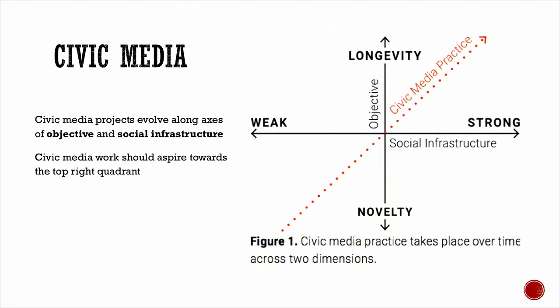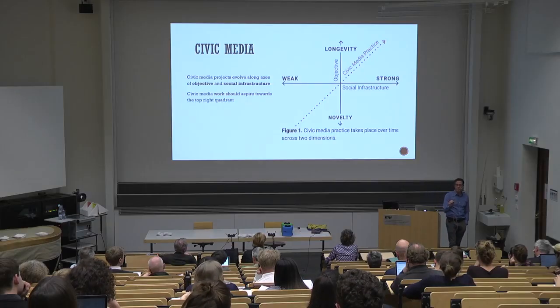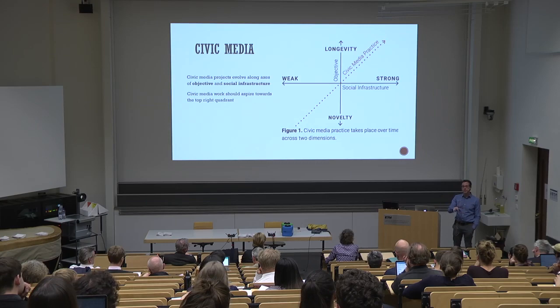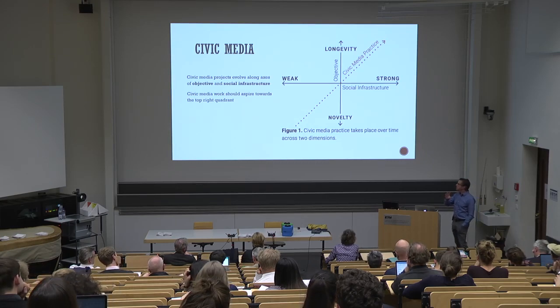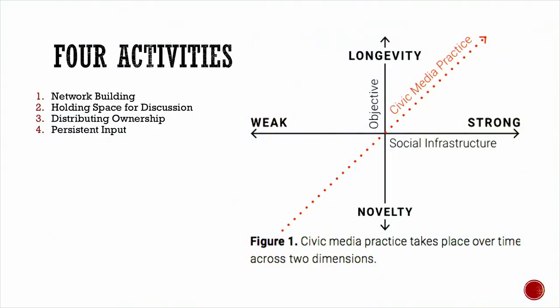So we understand civic media practice as being organized around these two axes, essentially. Social infrastructure is the horizontal, and objective is the vertical. Let me try to explain how this works. The people that we spoke to within these organizations, including journalistic organizations and quasi-public organizations, talked about their use of media as moving towards that top right-hand quadrant. They were trying to build strong social infrastructure through their media use, and they were trying to work towards longitudinal objectives.